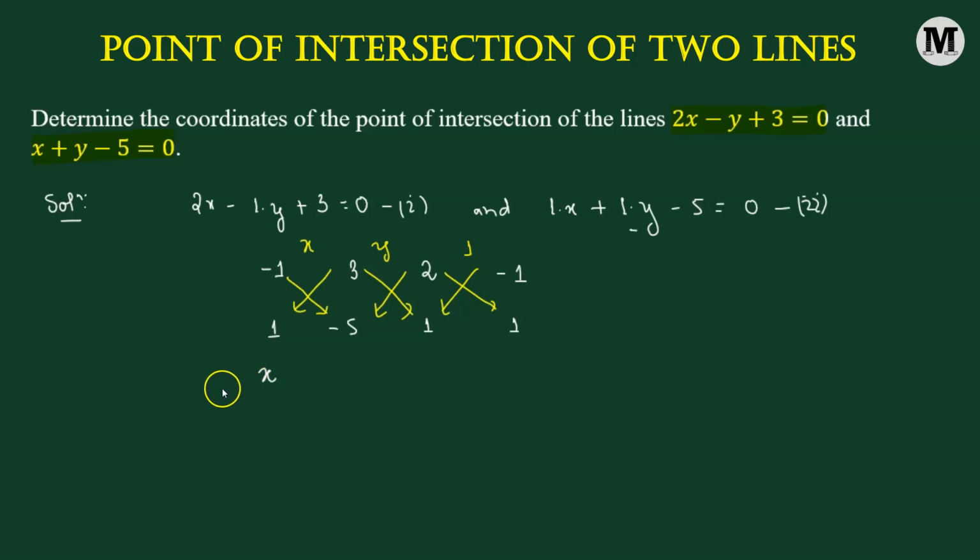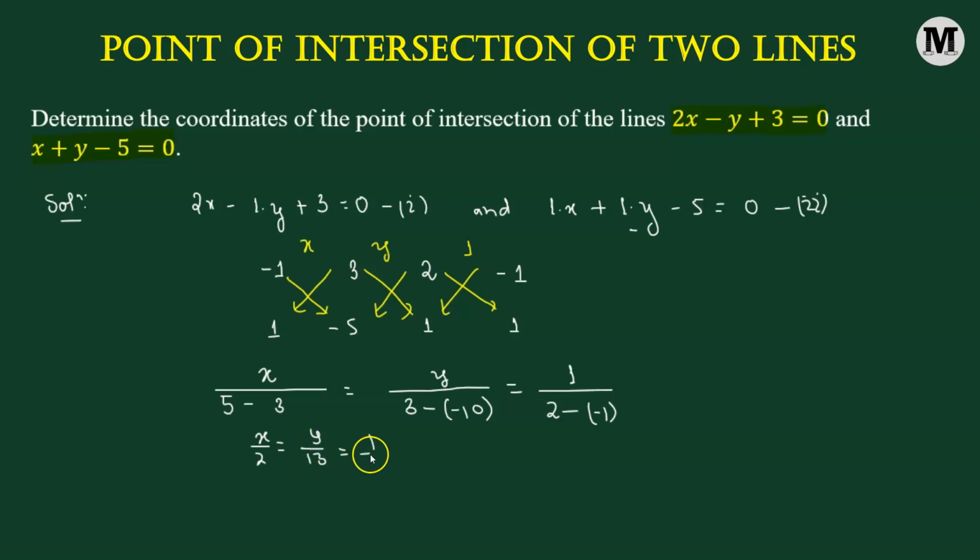We take x and divide it by negative 1 multiplied by negative 5, that's positive 5, minus 1 times 3, so that's simply 2. This equals y divided by 3 multiplied by 1, so that's 3, minus negative 5 times 2, which makes it negative 10, so negative 13, equals 1 divided by 2 times 1, so that's positive 2, minus 1 times negative 1, so that's simply 3. So we get x over 2 equals y over negative 13 equals 1 over 3.